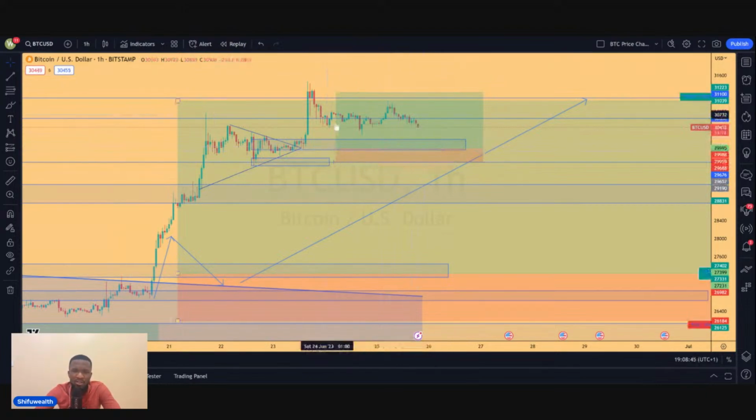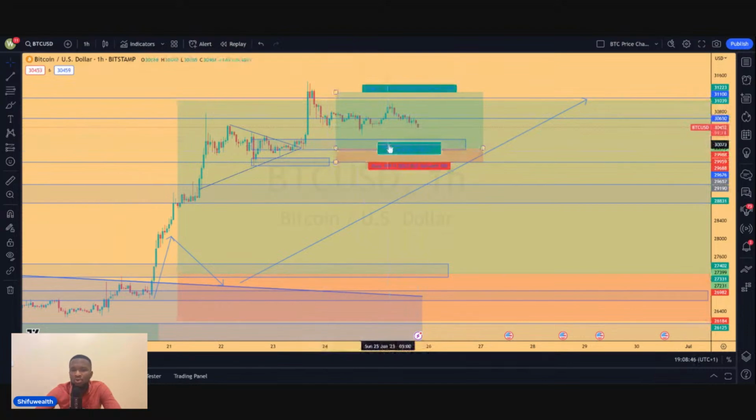Once price gets here, you want to look out for the USD dominance. If the USD dominance is already in a zone which represents that it could give a lower high, then it will be an automatic opportunity for us to enter a buy on Bitcoin. But if it doesn't, then we just have to ignore it.